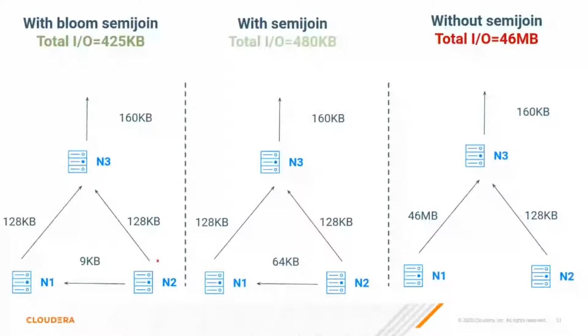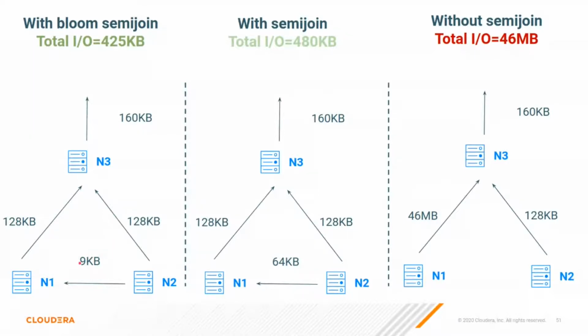What we gain by performing the Bloom filter semi-join is that we manage to decrease even more the size of the data that are propagated from node 2 to node 1. So instead of sending the whole relation, in this case 64 kilobytes, we are sending in the end only 9 kilobytes, which is actually mostly the size of the Bloom filter.